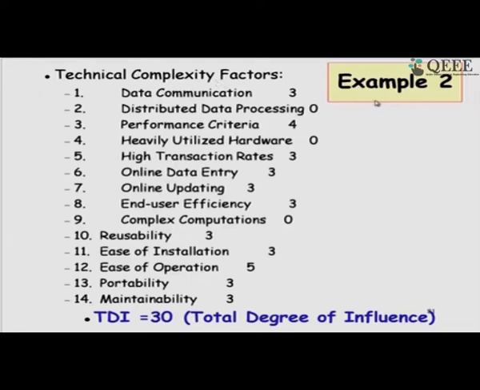So, let us look at another example. Here we looked at the degrees of influence for each of those complexity factors: data communication is present and average, distributed data processing not present, performance criteria yes we are concerned for, heavily utilized software no influence, transaction rate medium, etc., ease of operation is maximum, portability is required, maintainability is required, and then we got 30 as the degree of influence.